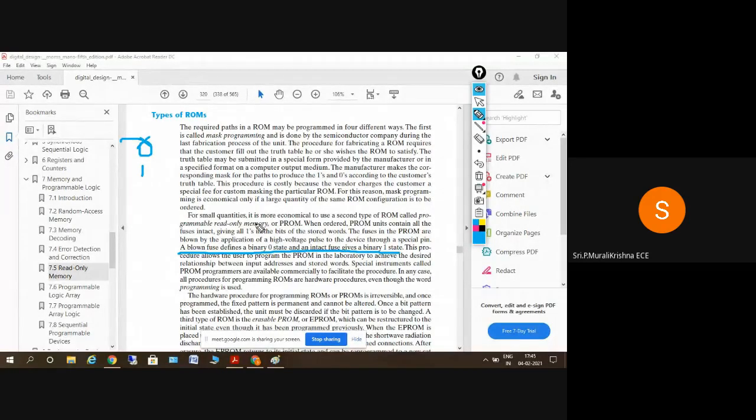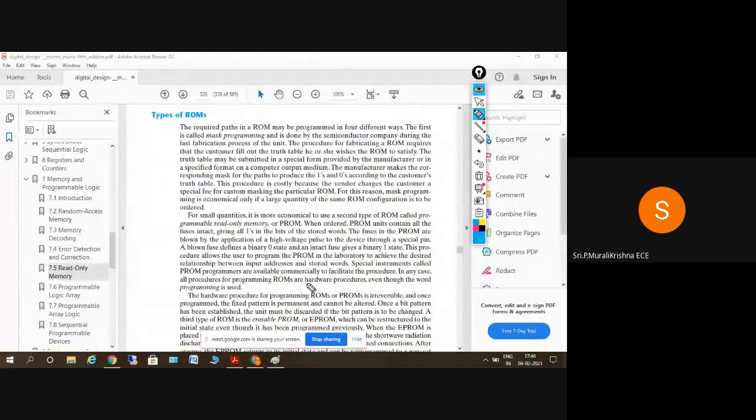So what we have to do is take a truth table and, based on the truth table only, design the circuits here. We will have some special instruments called PROM programmers, which are used to facilitate these procedures. There is a second kind, that is the PROM here. The first one is mask programming, where the manufacturer implements our truth table in the laboratories of the semiconductor company. The second one is the PROM, where all the fuses are intact, and whenever I need a zero, I'll blow the fuse. That is the second one, the PROM here.